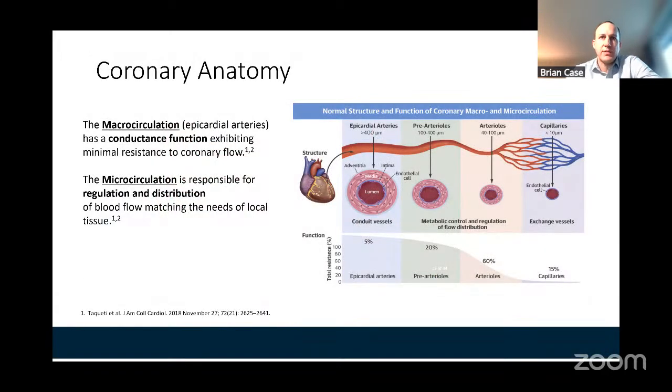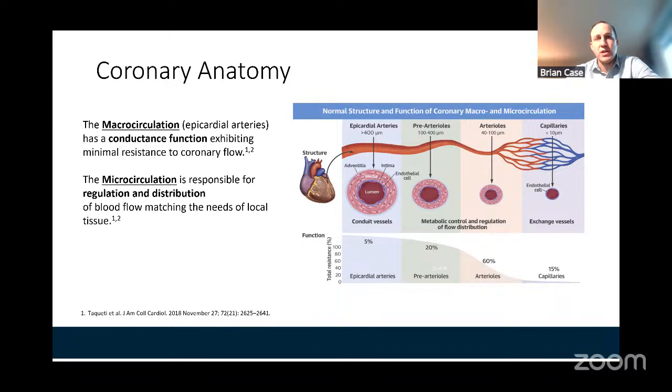If you look at what controls the overall resistance and flow down the coronary tree, your epicardial vessels only contribute about 5% of the overall flow, versus your prearterioles and arterioles, which contribute about 80% of the regulation and distribution of flow, and try to match the needs of the local tissue.